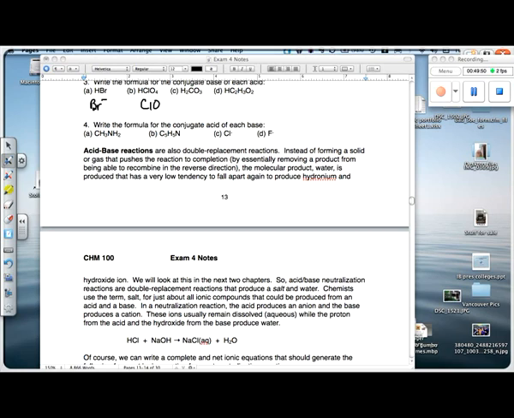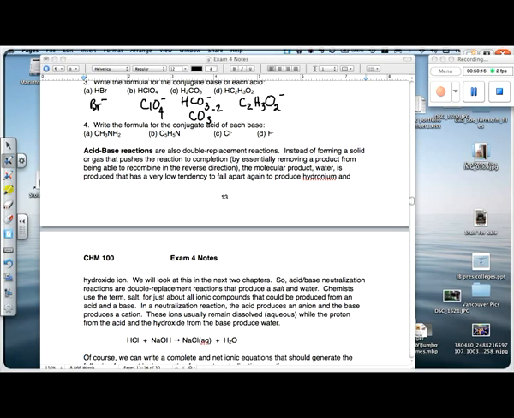ClO4 minus is my conjugate base for B. Taking one hydrogen off on C, because this is polyprotic, I am left with a hydrogen carbonate ion. Taking two off, I'm left with a carbonate ion. And in D, this is acetic acid, and when I take the hydrogen off, I am left with acetate.